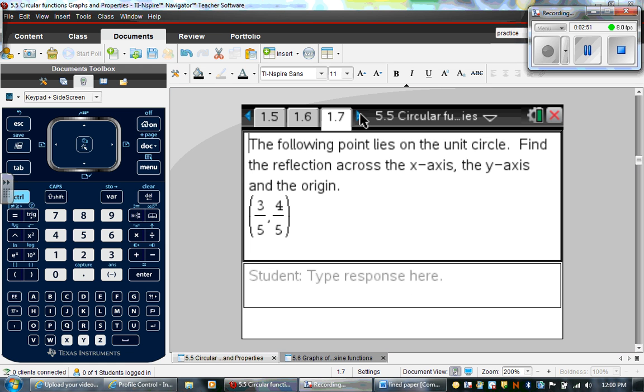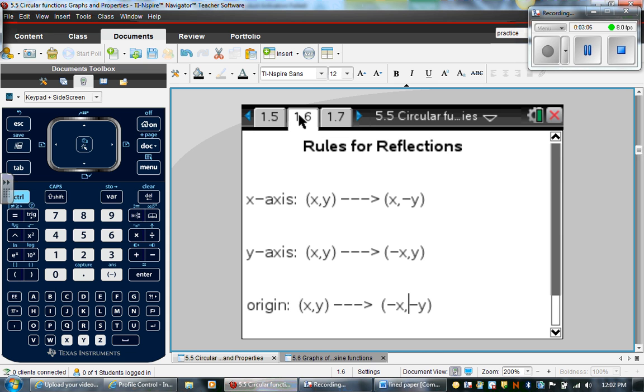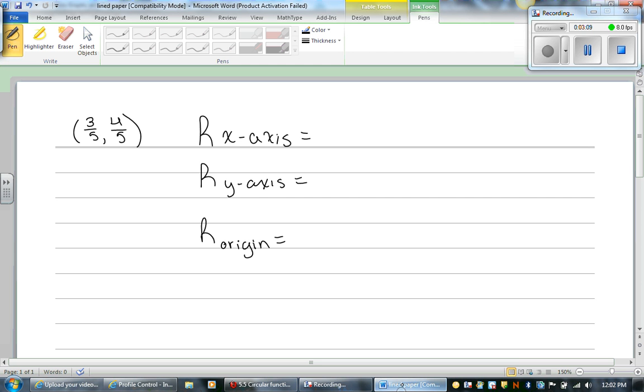The following point lies on the unit circle. Find the reflection across the x-axis, the y-axis, and the origin. Okay, so your reflection on the x-axis, if we remember correctly, I'm going to go back here and take a peek. We're going to negate the y-coordinate. So this point becomes 3/5, negative 4/5. When we reflect over the y-axis, we negate the x-coordinate, negative 3/5, 4/5. And when we reflect over the origin, we negate both the x and the y coordinate. And those are your reflections.